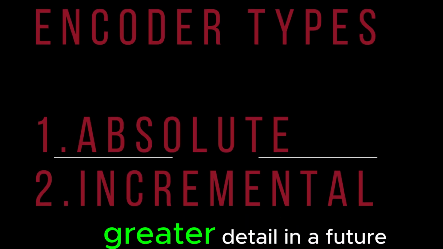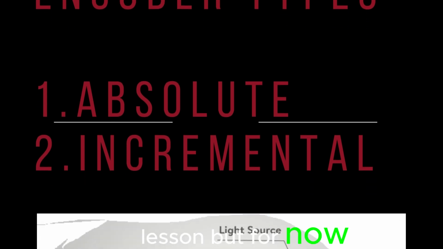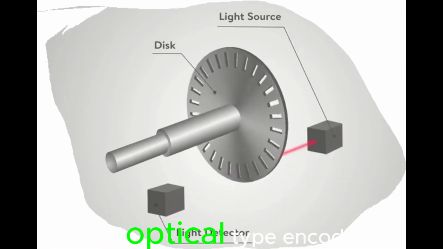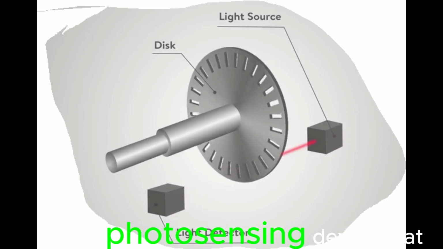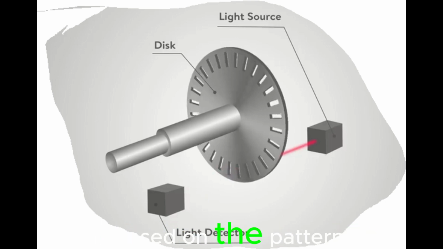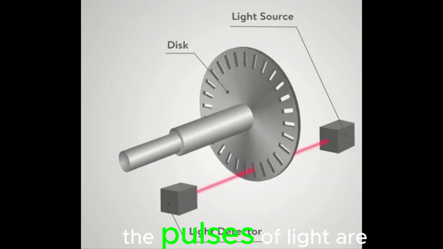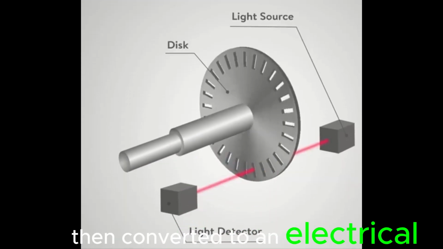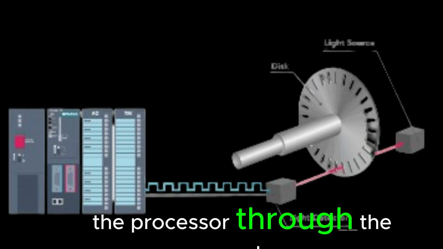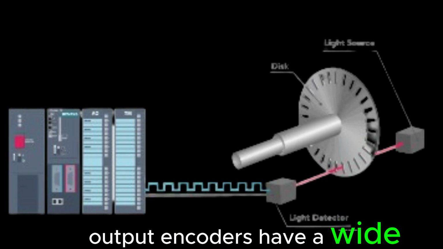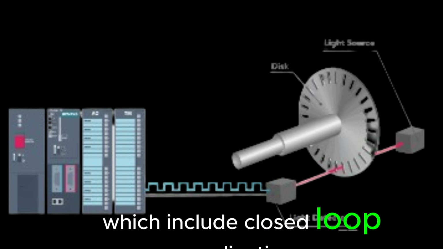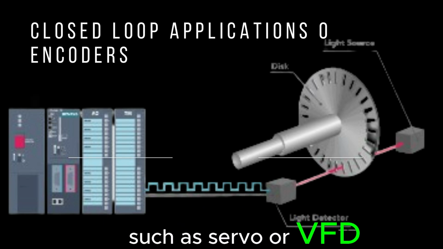We will describe those in greater detail in a future lesson, but for now, an example of an incremental optical type encoder uses a beam of light that passes through a disk that has opaque lines in a specific pattern, somewhat like the spokes of a wheel. On the other side of the disk is a photo-sensing device that will interpret the light based on the pattern on the disk. Picture a shutter blocking and unblocking the light. The pulses of light are then converted to an electrical signal to be sent back to the processor through the encoder's output. Encoders have a wide range of uses, which include closed-loop applications such as servo or VFD control, measuring, and counts.